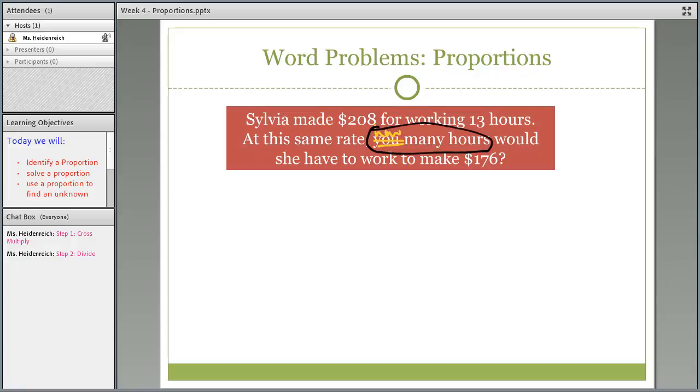So I'm going to say that the number of hours that she needs to work to make $176, we're going to call that X. And then I need to set up a proportion, which is a fraction equal to another fraction. My first fraction is going to be made up of this first sentence, $208 in 13 hours. Okay, so I'm putting it up here. Notice that the second fraction that I created, the 176, comes from the second sentence. But instead of a number of hours, I had to say X hours. Okay, so there's some corresponding information here.